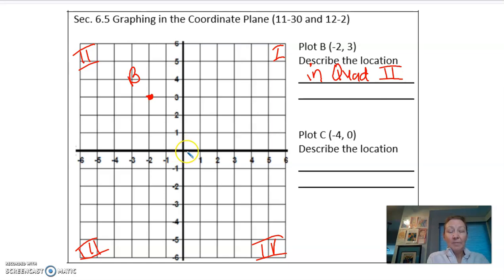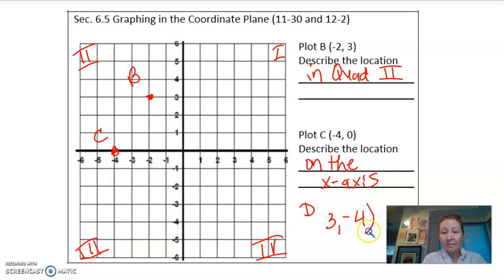All right, C, -4, 0. I go over here. Remember, the first number goes left or right. -4, 0 is right there. And I'm going to put the capital C. So C is on the x-axis. It's right on the x-axis. Now, if I give you a point down here, let's say I do another point just to check, point D, and I call it 3, -4. I would go over 3, down 4. This is where D is, and that is in the 4th quadrant.